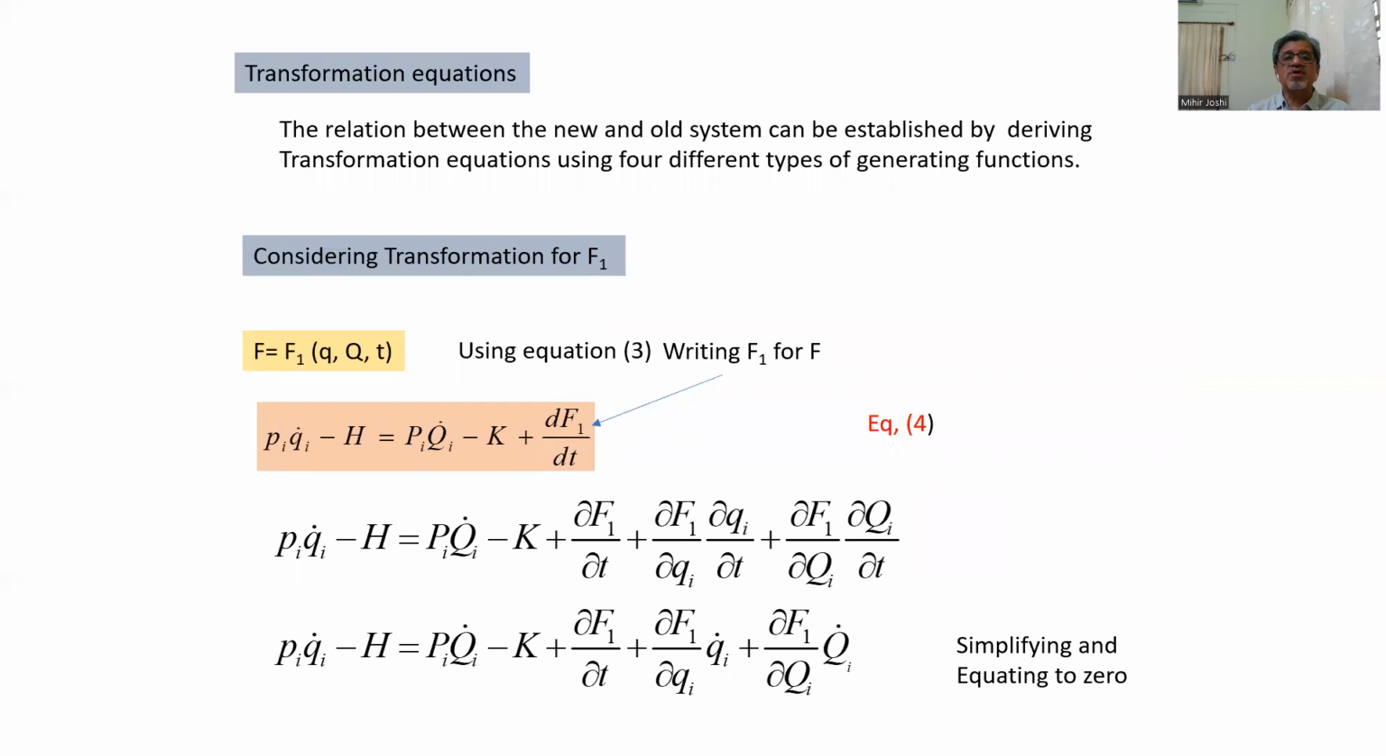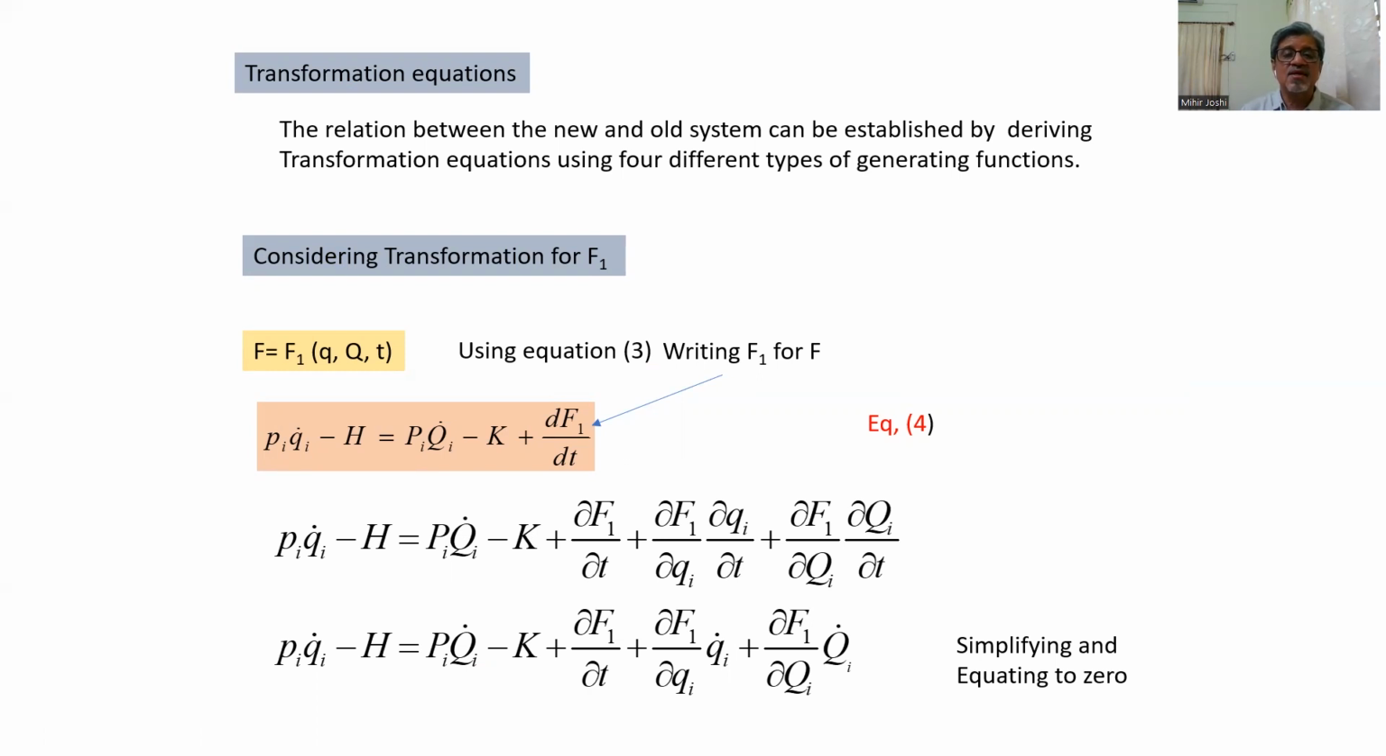So considering transformation for f1, so considering f1 of small q, capital Q and t. Now using equation 3 and writing f1 for f, it is Pi q dot i minus H is equal to capital Pi, capital Q dot i minus K plus df1 by dt, because we are writing f1 instead of f. And now focusing on that, left hand side is as it is, right hand side is capital Pi Q dot i minus K. And now converting this total differentiation into partial differentiation.